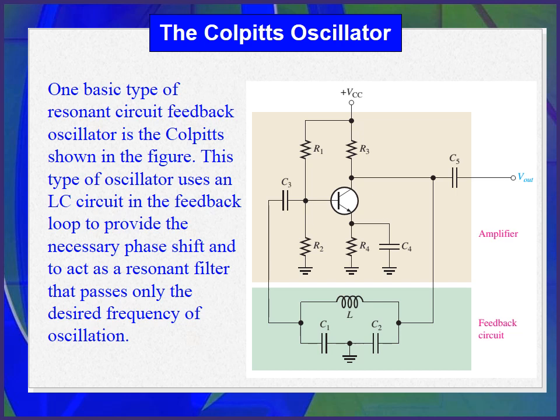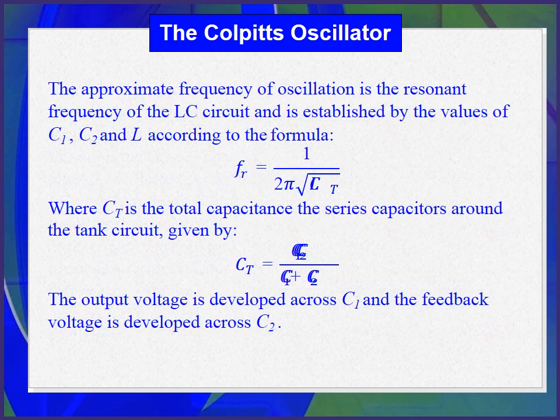So the approximate frequency of oscillation is the resonant frequency of the LC circuit and is established by the values of C1 and C2 and L according to the formula resonant frequency FR equal to 1 by 2 pi root of L CT, where CT is the total capacitance, because the capacitors effectively appear in series around the tank circuit. So the total capacitance CT will be given as C1 into C2 divided by C1 plus C2.